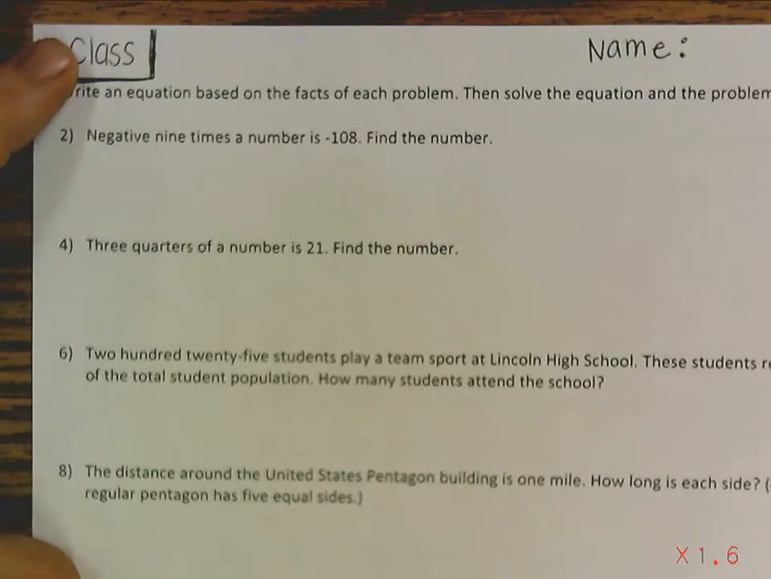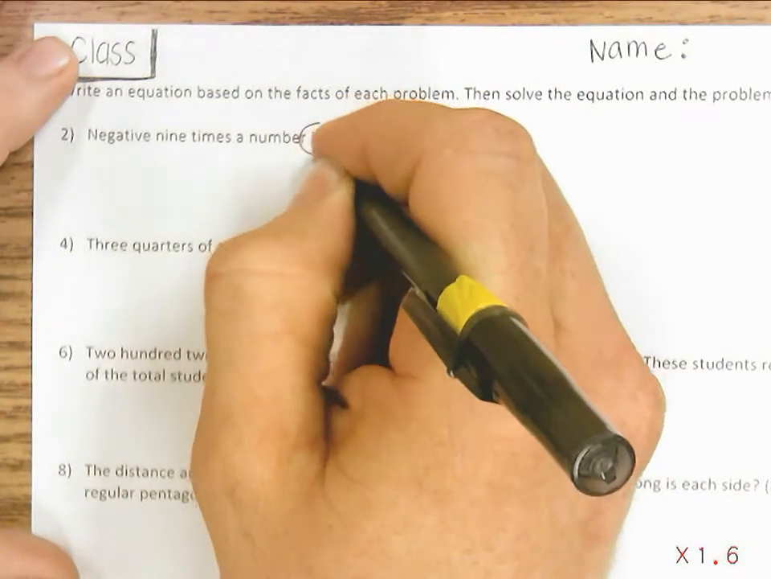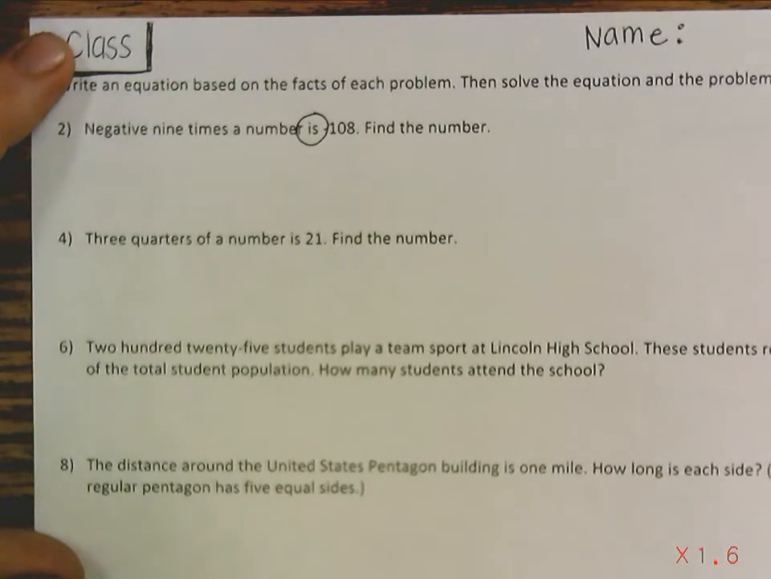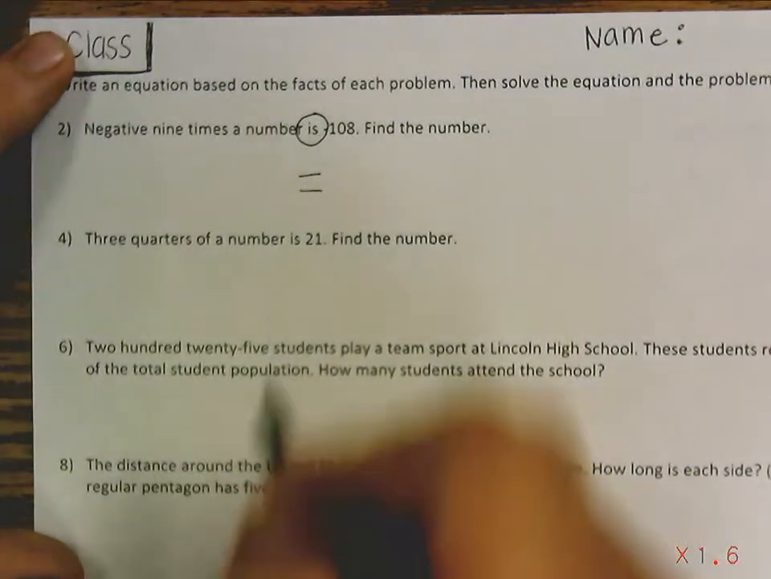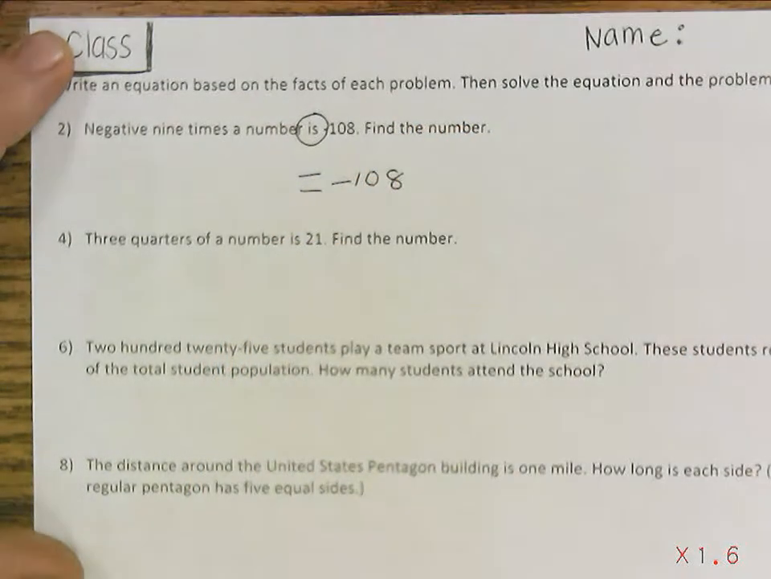-9 times the number is -108. Find the number. Okay, what I want you guys to do is take that little word "is" and circle "is" right there. Is means what? Equal. Equal to. So put an equal sign right below it. I want you guys to take that -108 right here and just put it right there.